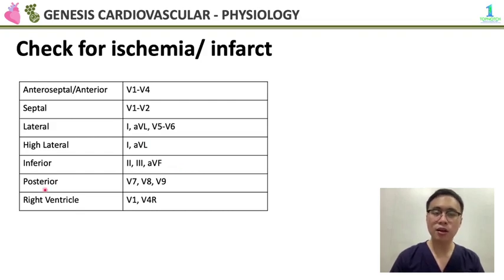And posterior leads are not routinely done, so it has to be requested. If you're thinking of a posterior infarct, you request additional leads, V7, 8, and 9. And for the RV, you also have to request right-sided chest leads.